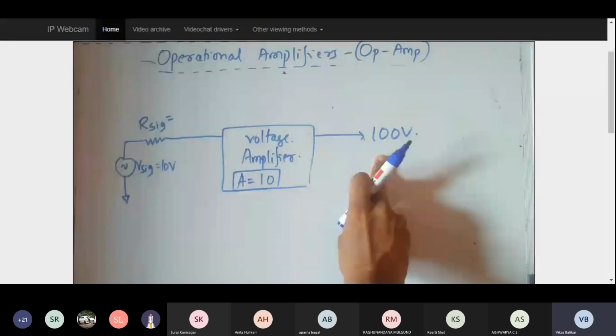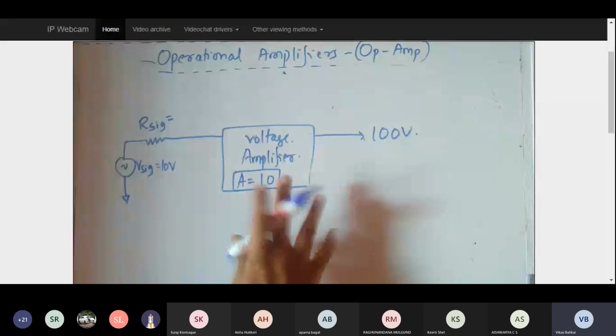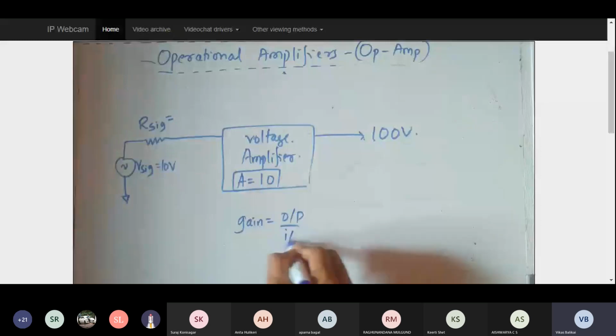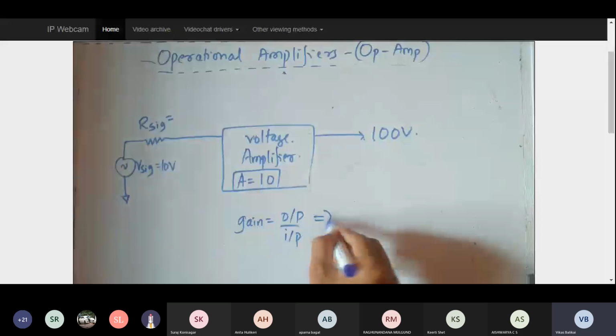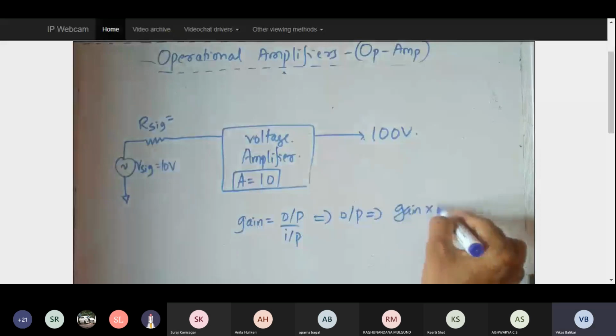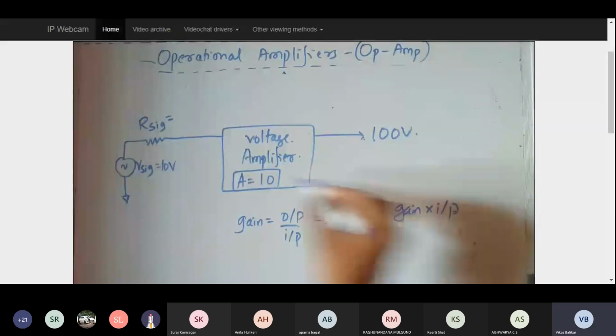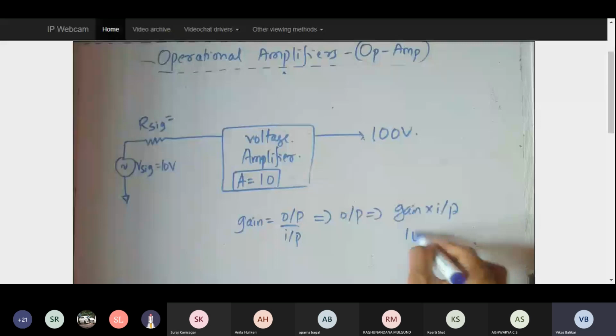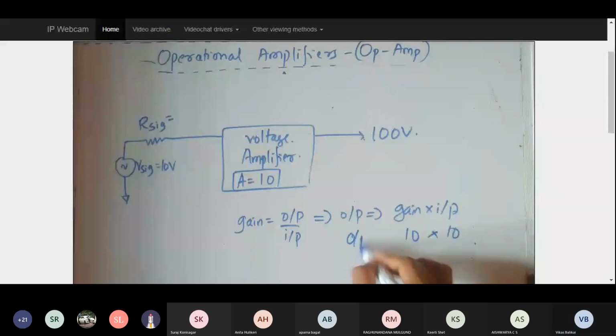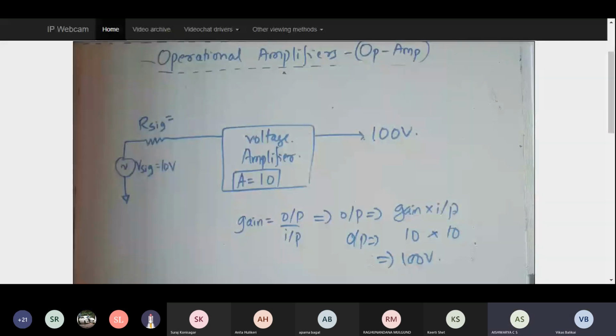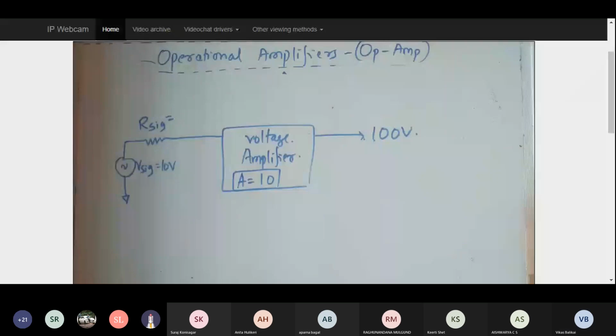Because just now I told you gain is given by output by input, or from this I can say output can be obtained as gain multiplied by input. The gain is 10, input is 10. What will be the output value? Output value will be 100. Is that fine? Are you guys with me? Yes, sir. Now I am telling you why I called the input resistance to be very high, and why I called the output resistance to be very low.